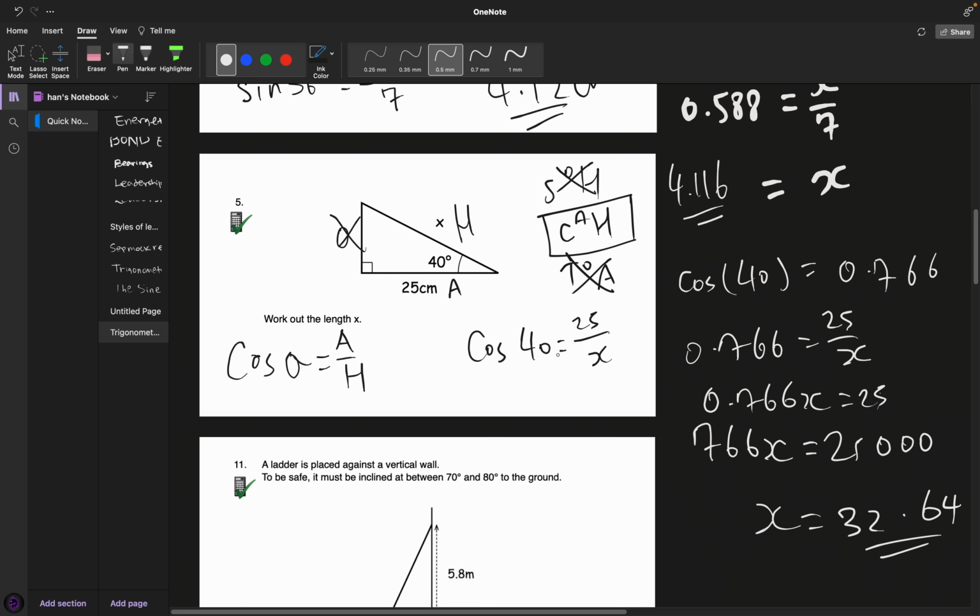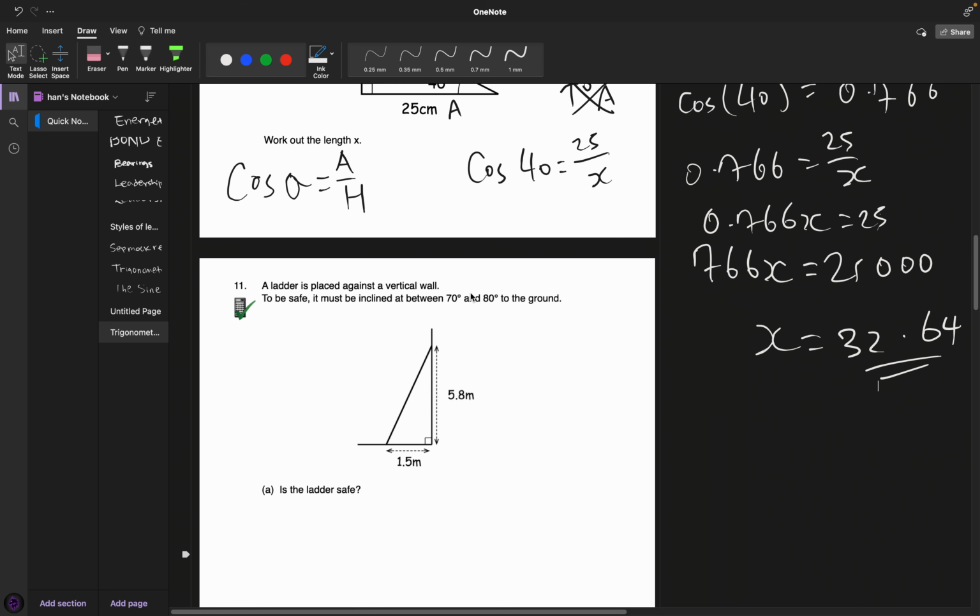So x is 32.64. And when you get your answer with trigonometry questions, just compare and make sure it makes sense, right? The hypotenuse is always the longest side. Do the proportions make sense? More or less so, so it's probably going to be right. Always just check your answers like that.